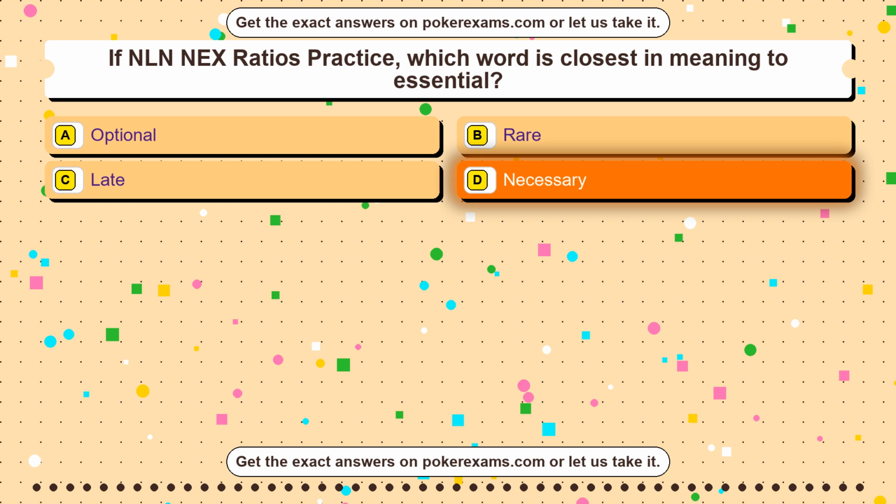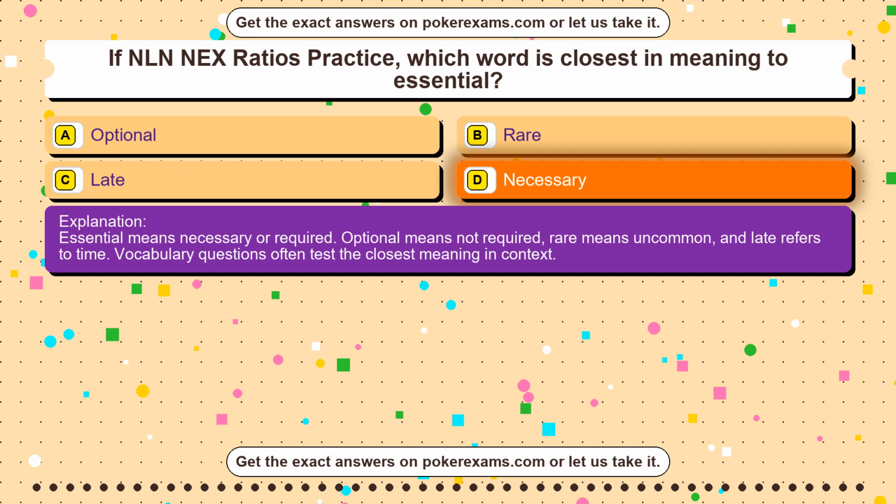3/10 is written as 0.3. 0.03 is 3/100ths, while 3.0 equals 3 whole units. 30 is far too large.